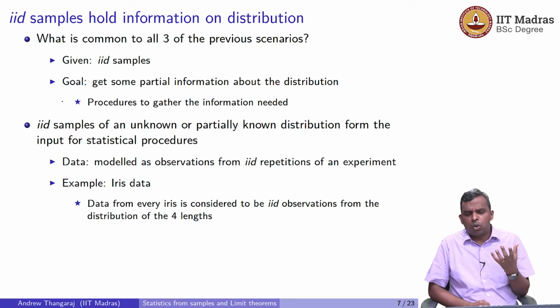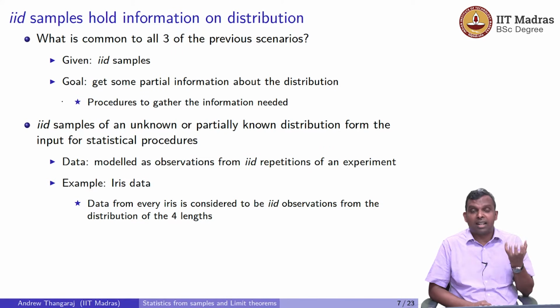Okay, so unknown or partially known distribution. You may have some idea about the distribution. You may not know anything about the distribution, right? What you can get from the i.i.d. samples is very crucial. Okay, so we'll see quite a few examples.